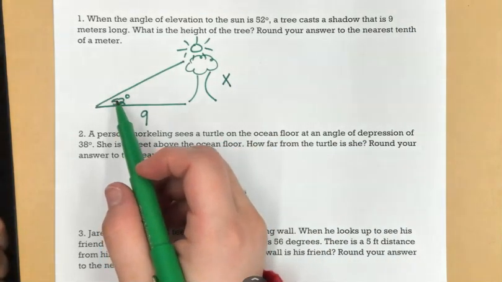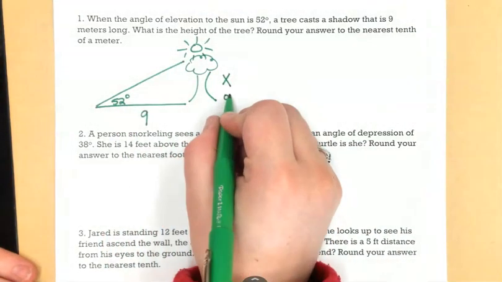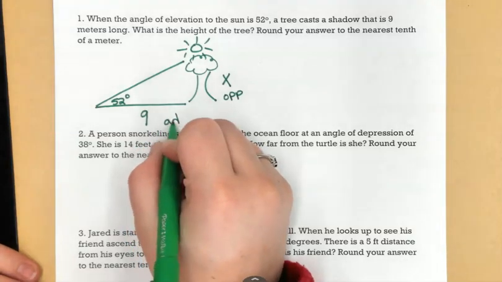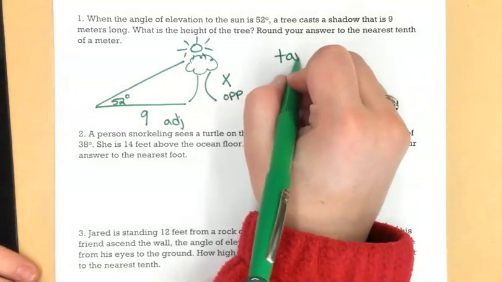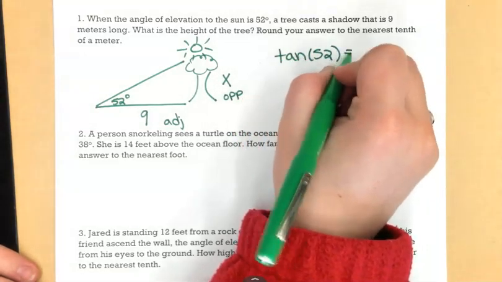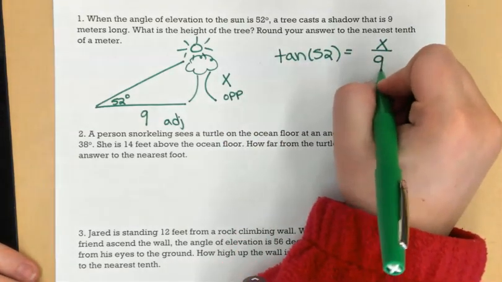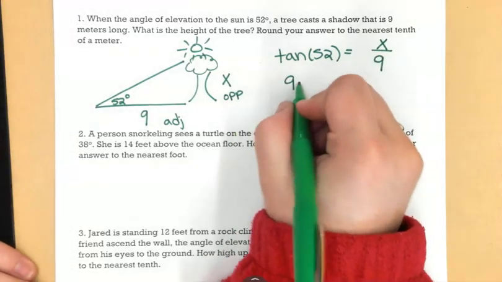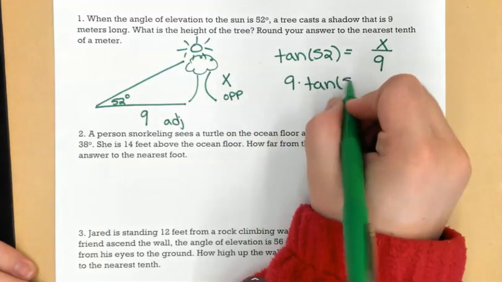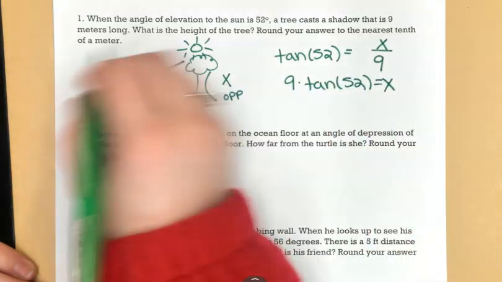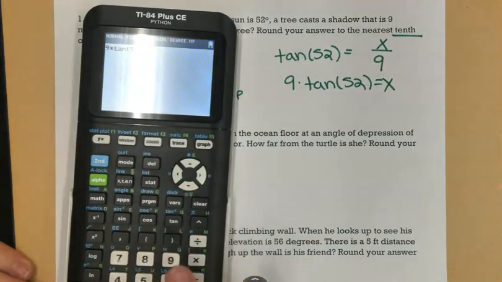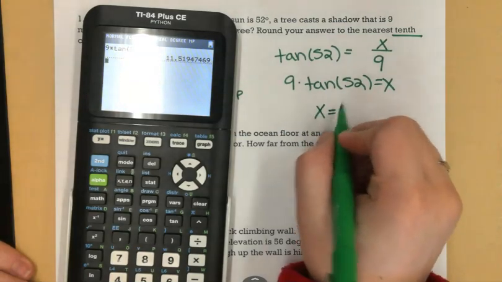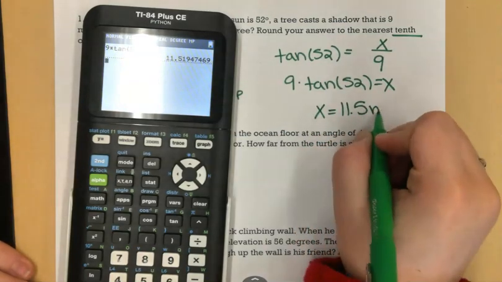So with my reference angle, I want to know the opposite, and I'm given the adjacent. So opposite and adjacent tells me that I'm going to be using tangent. So I want the tangent of 52 degrees, and that's going to be equal to x over 9. So to solve this, 9 times the tangent of 52 is going to give me my x value, and we're going to round that to the nearest tenth of a meter, which is 1 decimal place, and I get 11.5 meters.